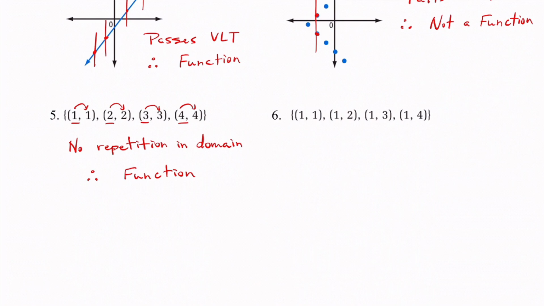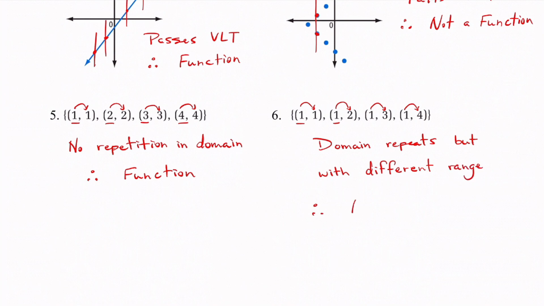Looking at number 6, 1 gives out 1, and now 1 gives out a 2, and then 1 gives out a 3, and then 1 gives out a 4. So that can't happen. So 1, this is repeating, but it's giving out different values each time. So that can't happen. So therefore, it is not a function. So the domain repeats, but it has a different range each time. It was a 1, then a 2, then a 3. So it was changing, so it's not a function.